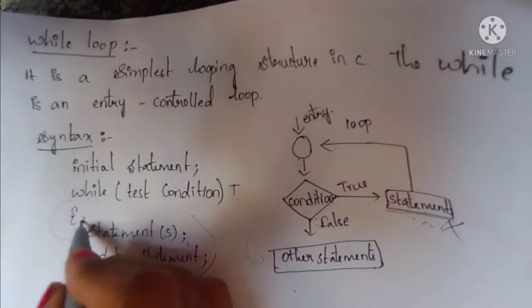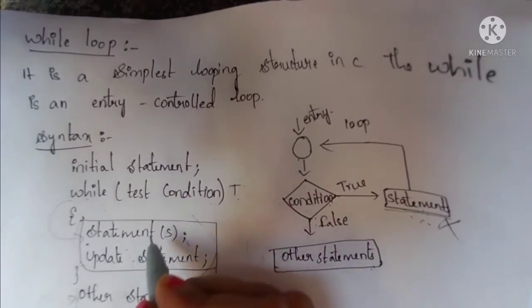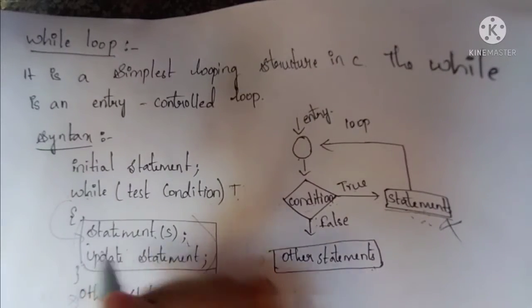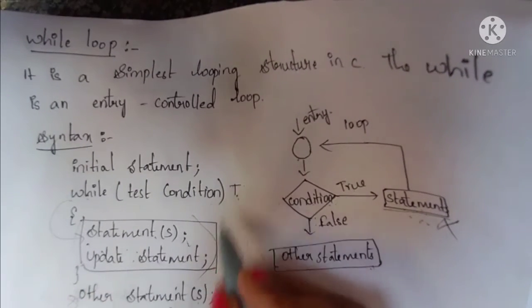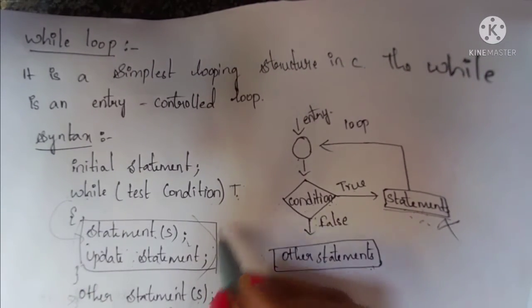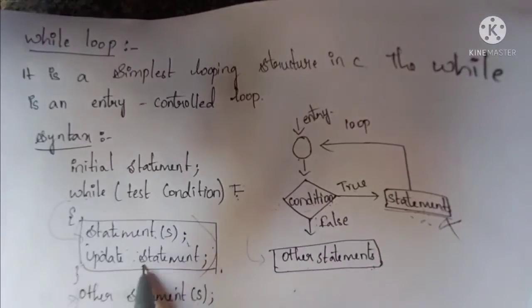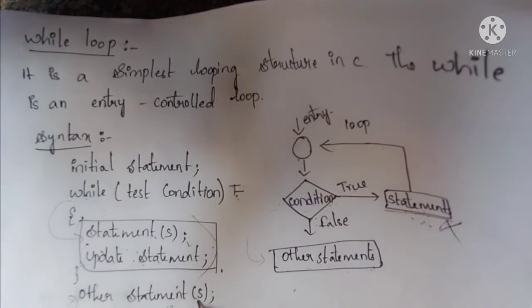This block completely comes under the statement for the while block. If it is true, it will execute these statements, or else if it is false, then it will execute the other statements after the loop. Okay.